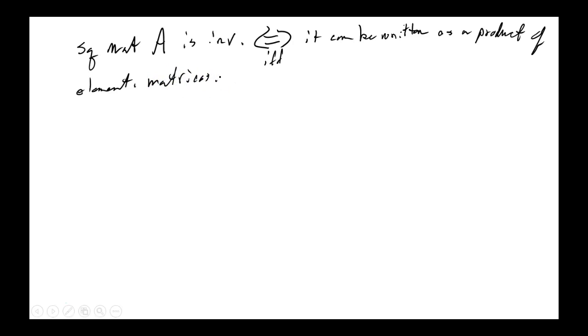A square matrix is invertible if and only if it can be written as a product of elementary matrices. Okay? Now, the if and only if says you have to go both ways. Now, if you think about it, there's something I do not like about their proof here.